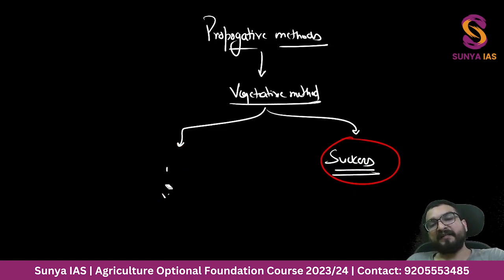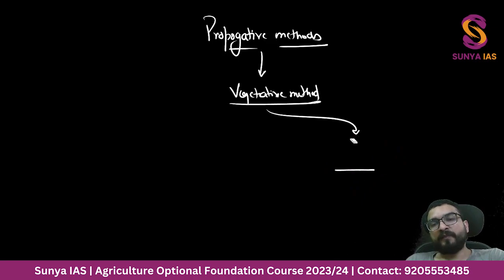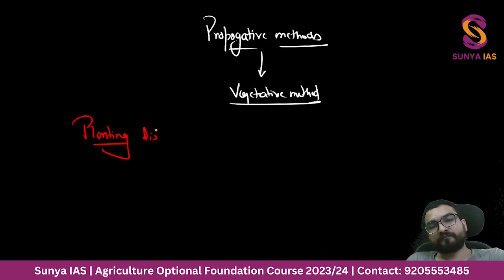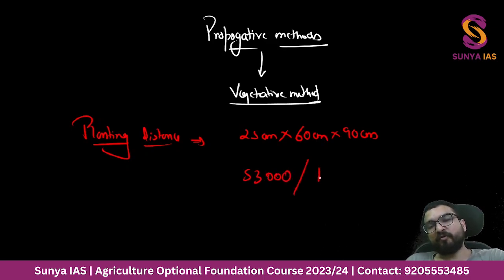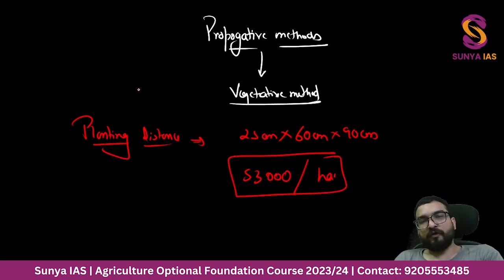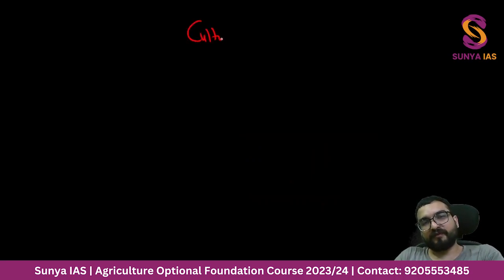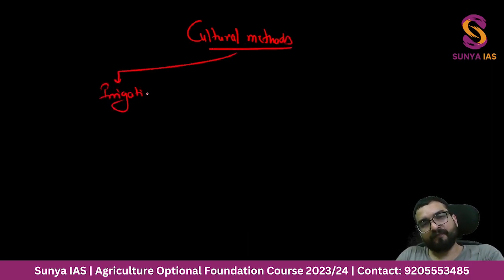If we talk about the planting distance now, the planting distance is usually 25 centimeter into 60 centimeter into 90 centimeter. And around 53,000 plants can be grown per hectare. Now let us talk about the cultural methods, which include two things. One is irrigation and another one is your nutrient or fertilizer requirement.